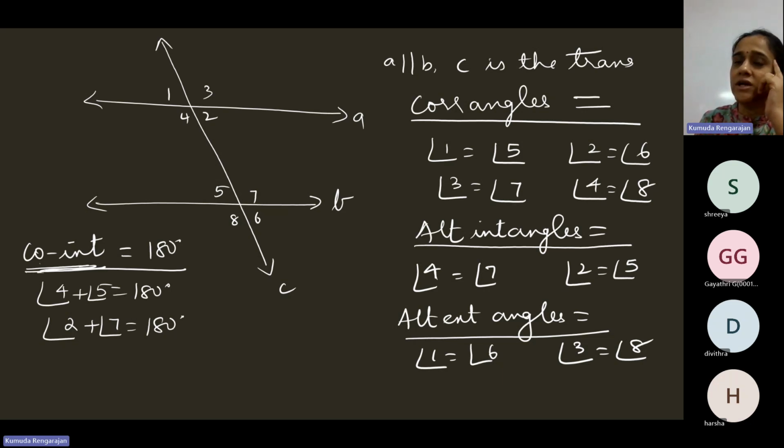Then alternate angles only when lines are parallel. Alternate angles are equal when lines are parallel. Corresponding angles are equal only when lines are parallel. Co-interior angles are supplementary only when lines are parallel. Correct?